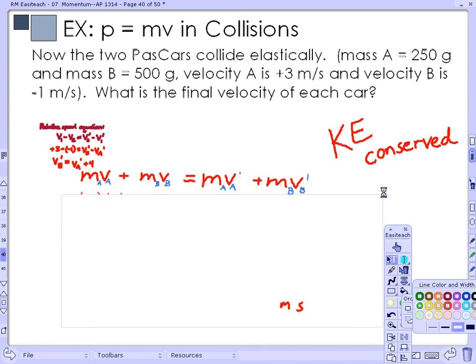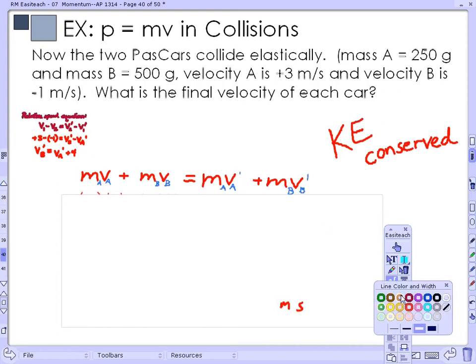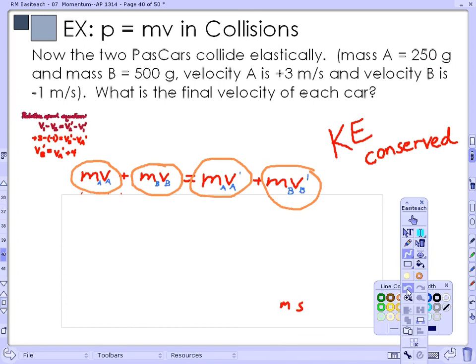So now I'm going to use conservation of momentum. Trust me, do all the red writing first. Every time you know there's a moving object, you write down an MV. So a moving object in the beginning, two moving objects in the beginning. In the end, again, two moving objects after the collision. So I write a bunch of MVs, then I put sub A, sub A, sub B, sub B, sub A prime, sub B prime.